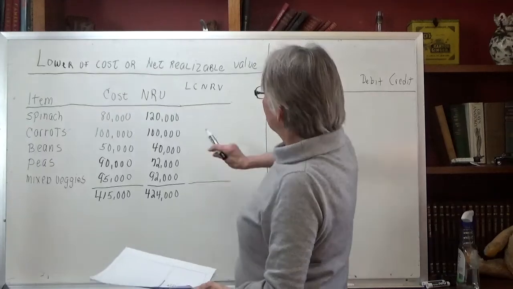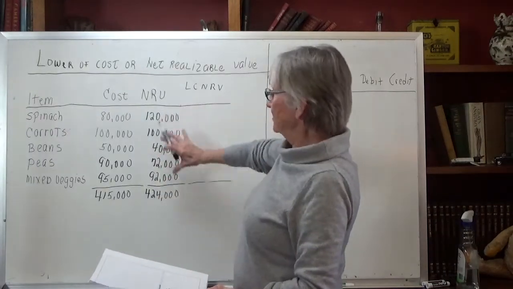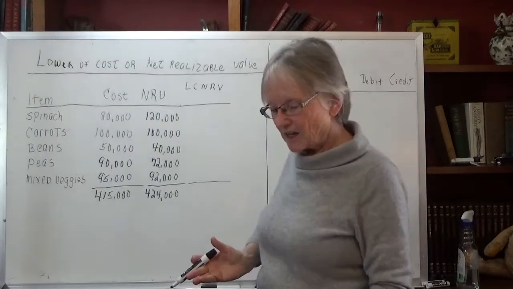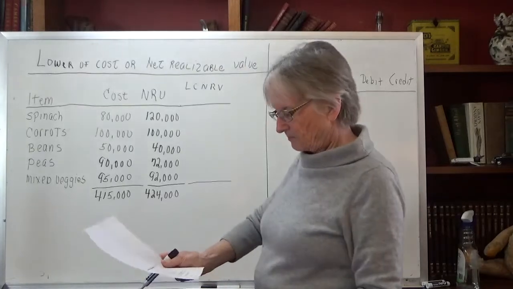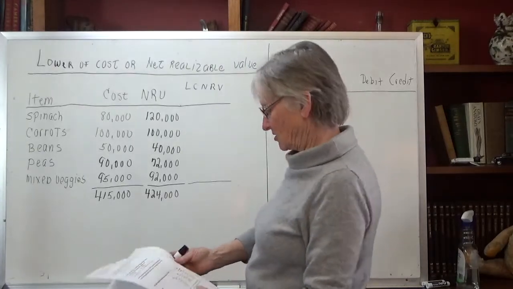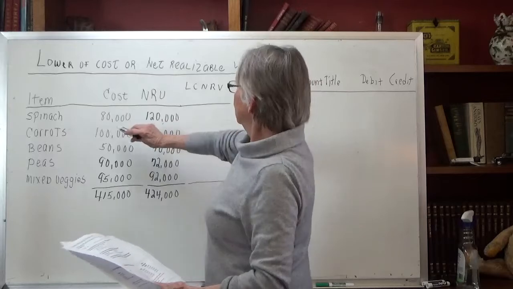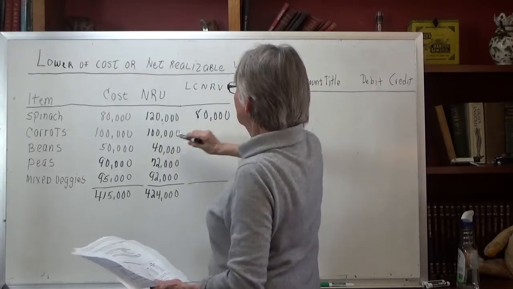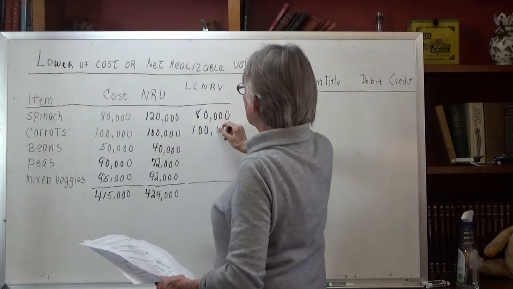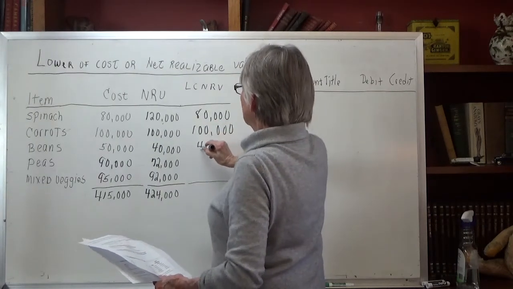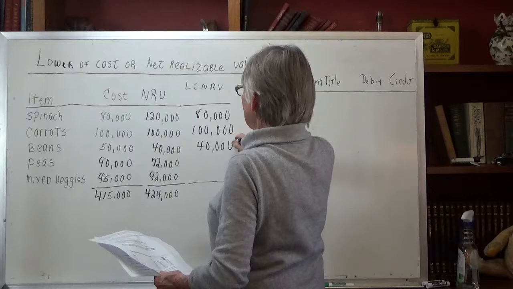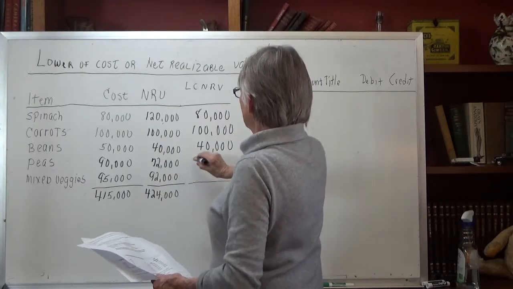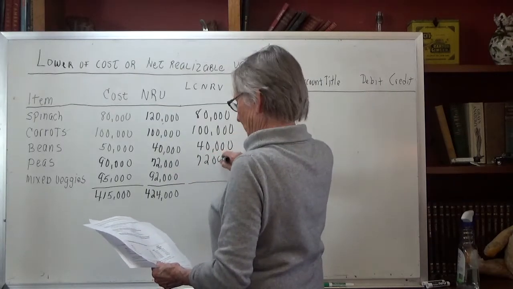And if we do it by comparing each individual item, and this is what generally has to be done for tax purposes, we would say, okay, which is the lower of the cost or the net realizable value? Well, here it would be the 80,000 cost is lower. On this one, it's the same. Here, it's the 40,000 net realizable value. Here, it's the 72,000 net realizable value.